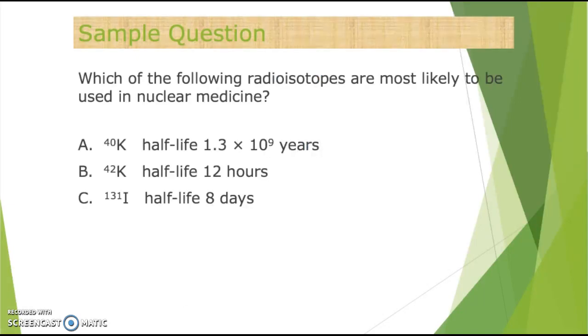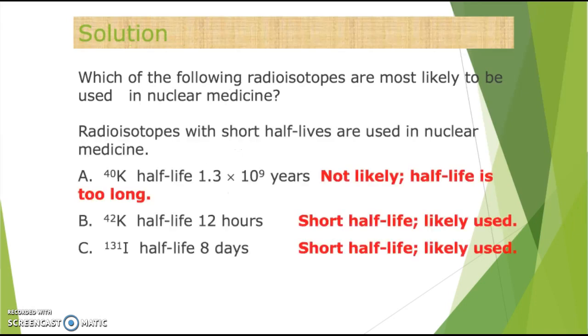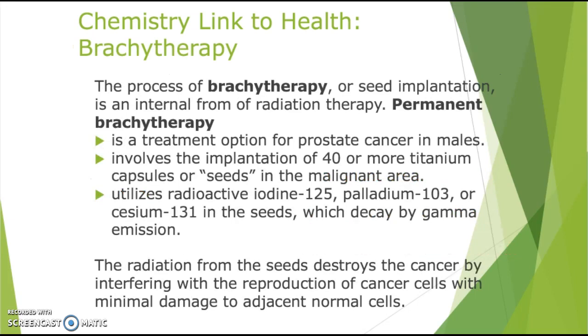Here's a sample question that asks which of the following radioisotopes are most likely to be used in nuclear medicine: one that has a half-life of 1.3 times 10 to the power 9 years, 12 hours, or 8 days. Of course, in my opinion, a medical doctor would not like you to have a radioisotope in your body for that long a time, such as option A. So therefore, B and C are possible options. They will be likely used because of the short half-life.